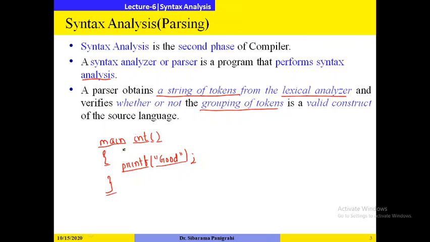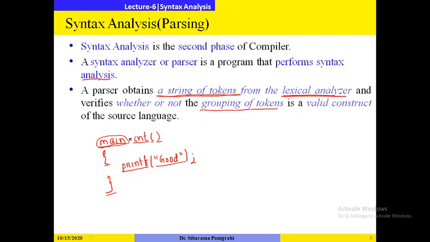But here you cannot write main int. You have to write int main, or only main, or void main. So first the lexical analyzer scans character by character from the source program, then groups the characters into meaningful sequences called lexemes. Then it checks whether each lexeme is a valid token or not. So a string of tokens is produced by the lexical analyzer, which is taken as input by the syntax analyzer.